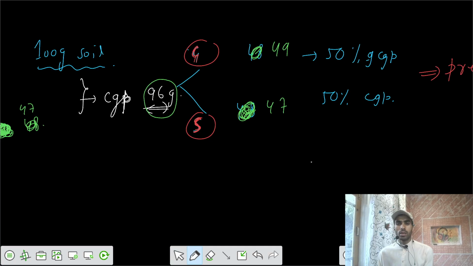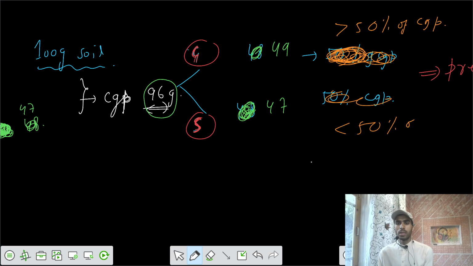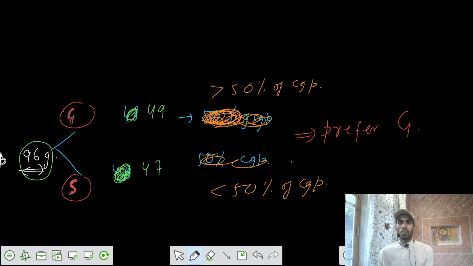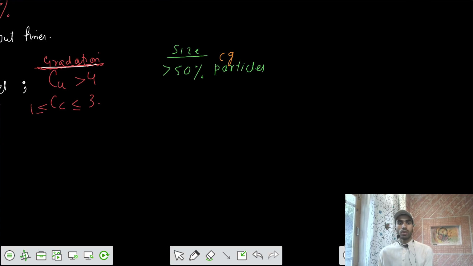That means your coarse grain particles, that is the gravel, is more than 50% of CGP, and your sand is less than 50% of CGP. So when we have more than 50% of CGP as gravel, we can say this is your gravel, G. That was the conclusion here.